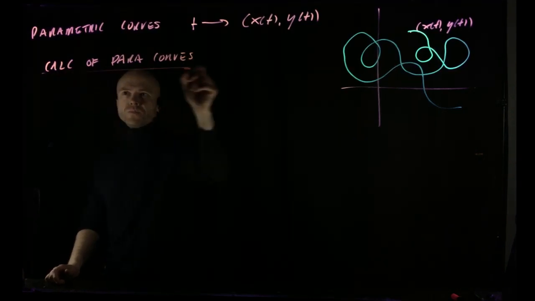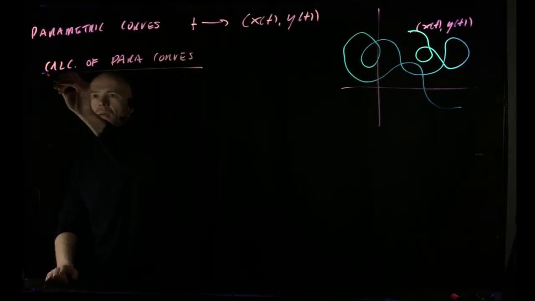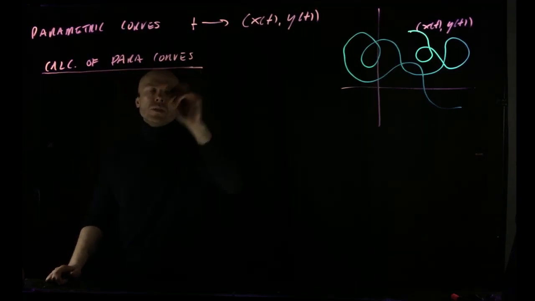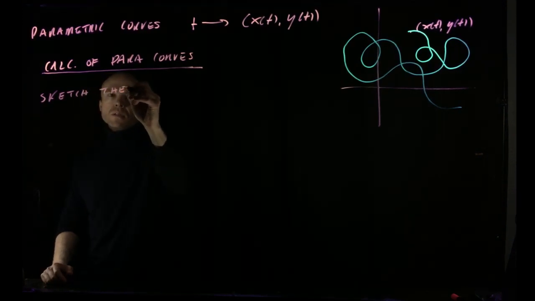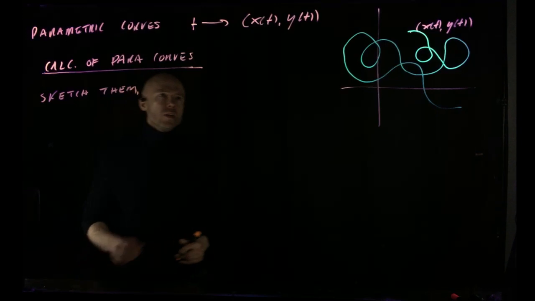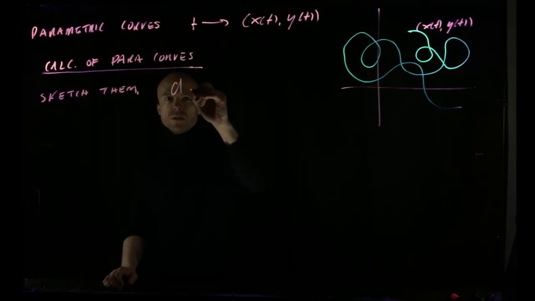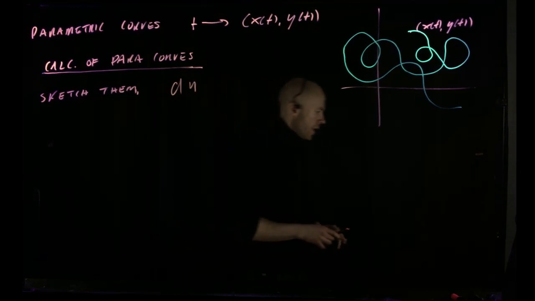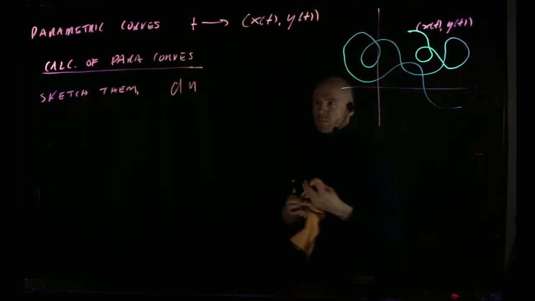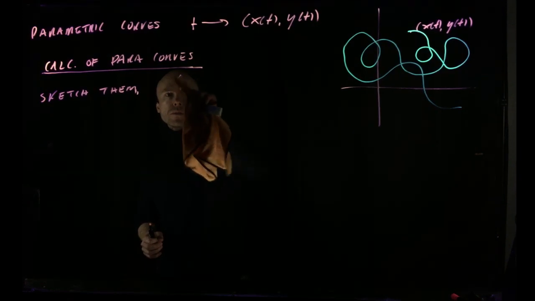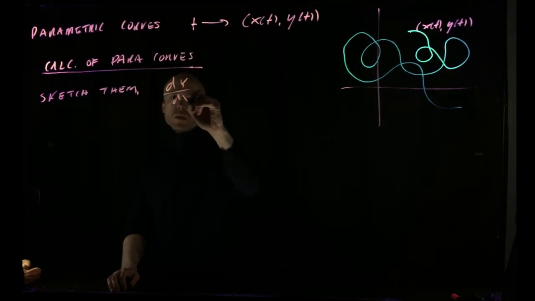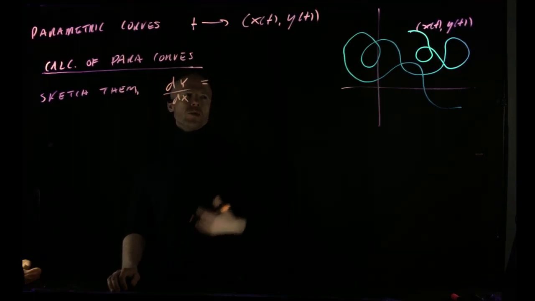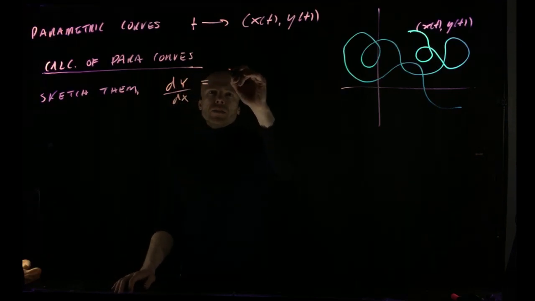So what did we learn? We learned to sketch them. We learned the slope of the parametric curve. So the slope is the dy by dx slope. And how did this make sense? Well, we drew pictures, and we found that this made sense just as y prime of t over x prime of t.